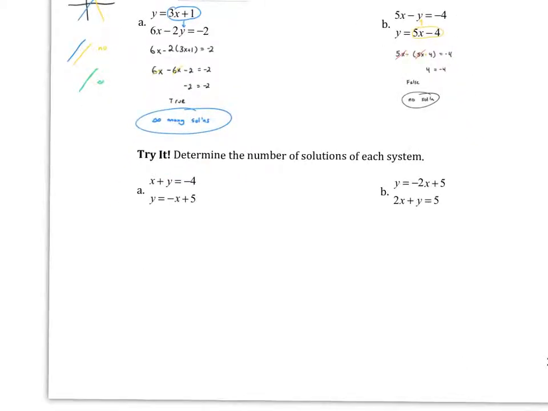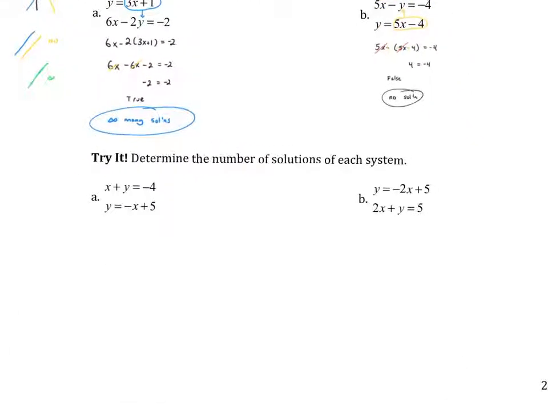All right, now it's your turn to work through these ones. Ready, set, go.